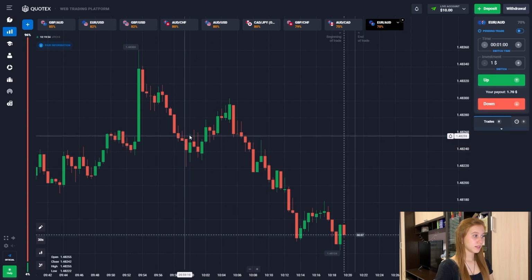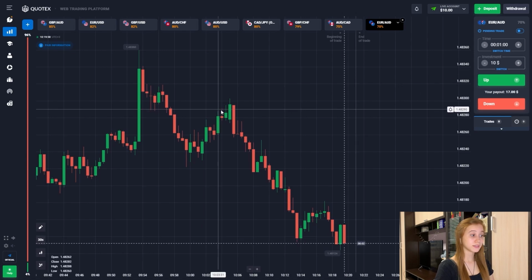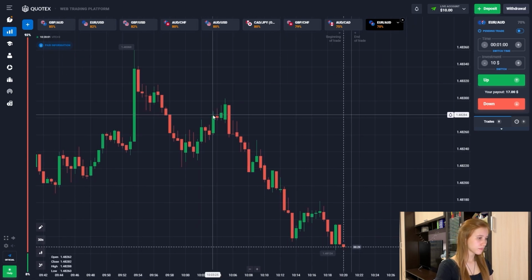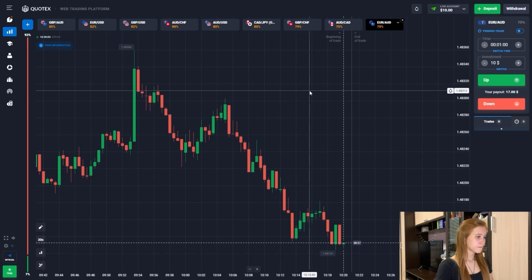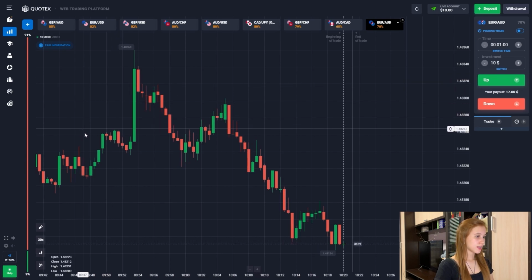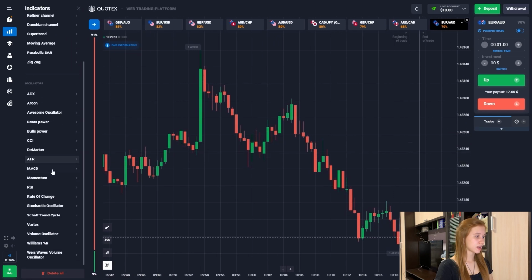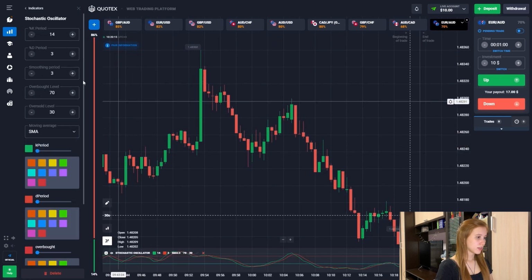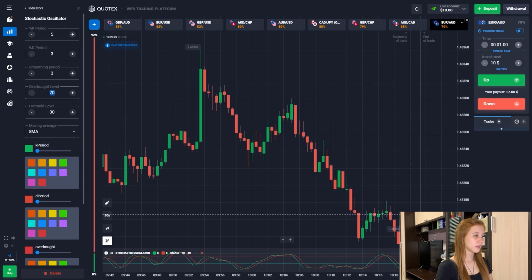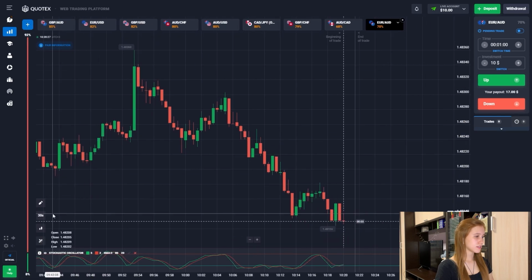Let's start with a balance of $10 and we'll increase the balance. I've already added a currency pair and let's choose our indicators. It will be a stochastic. Let's set the period 5, overbought zone 80, oversold 20. Let's leave it as it is.